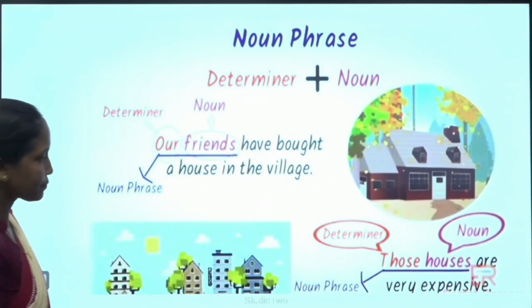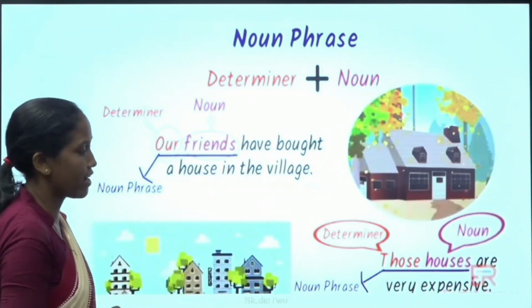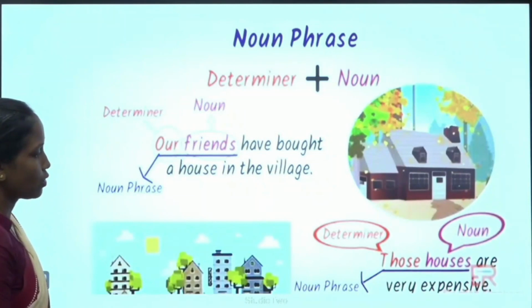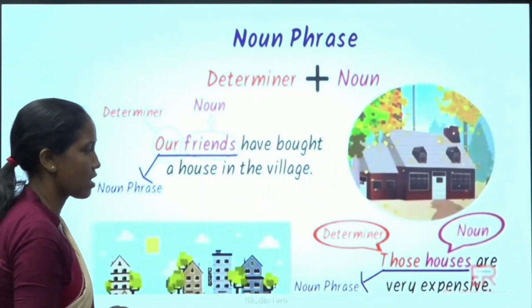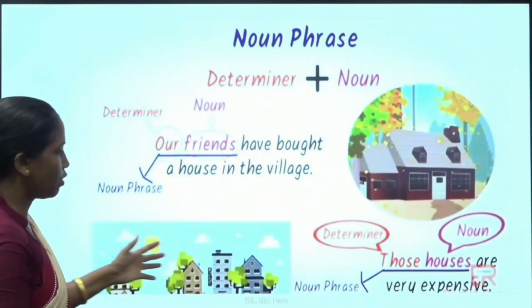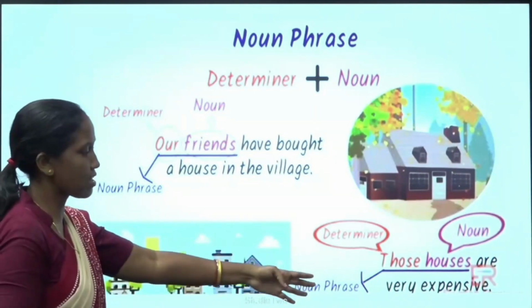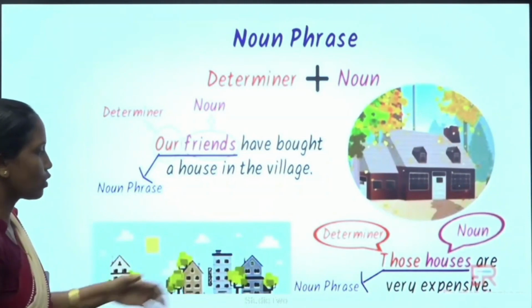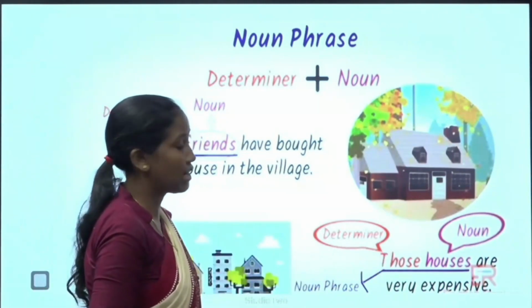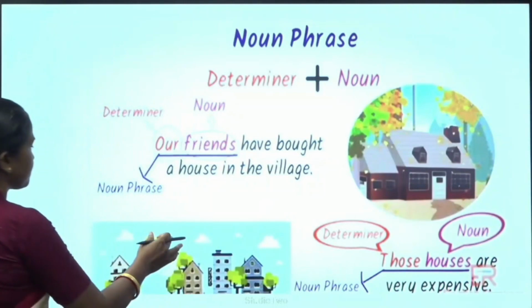Next you see, those houses are very expensive. Those is the determiner, houses is the noun. So in this example, those houses is the noun phrase in the sentence.